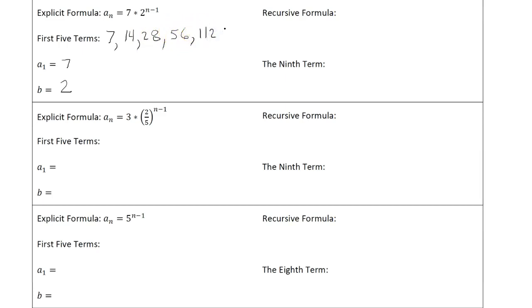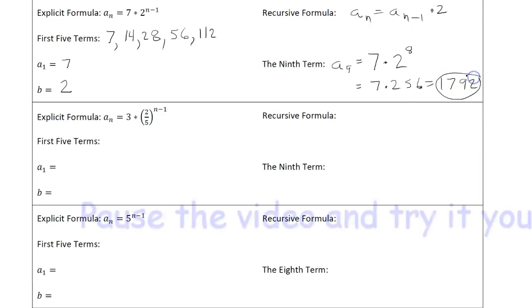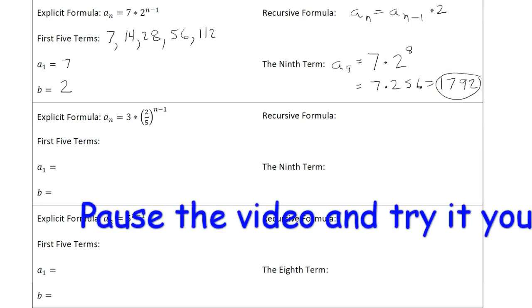To write the recursive formula, we just need a sub n equals the previous term times 2. To find the 9th term using the explicit formula, we would write a sub 9 equals 7 times 2 to the 8th power. This gives us 7 times 256, which equals 1,792. Now pause the video and try the next one yourself.